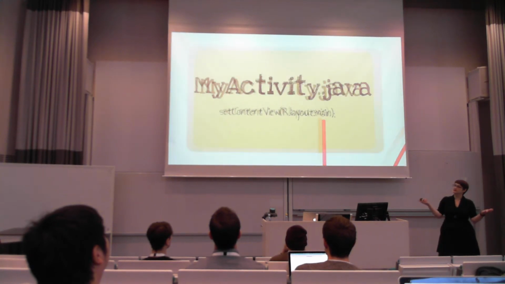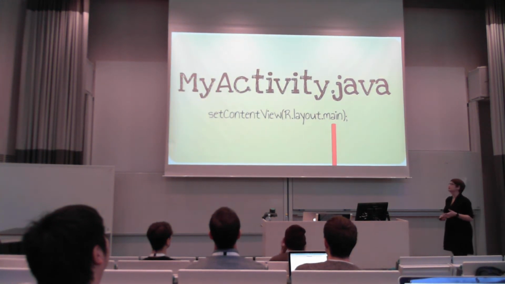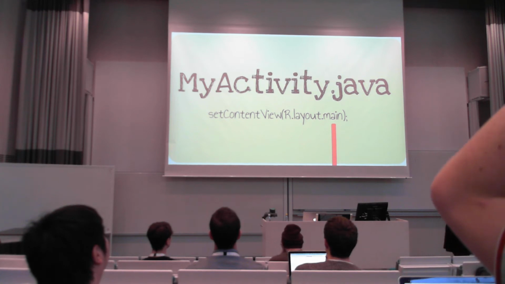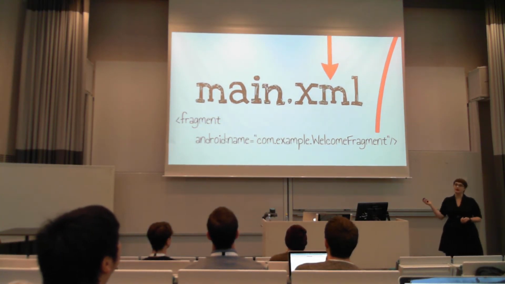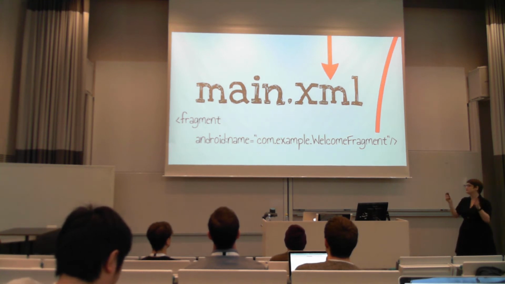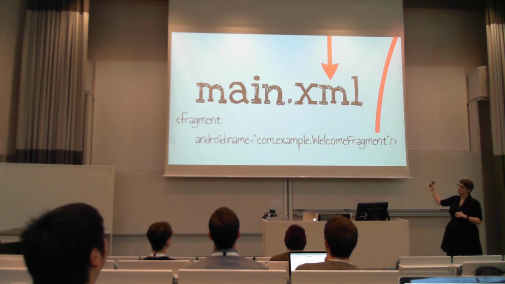So we start out with our activity. We still do the set content view as we've always done. This time we put it into a layout. I'm going to call it main. In that one, you have a fragment. So that fragment will be instantiated. You give it a fully qualified path.